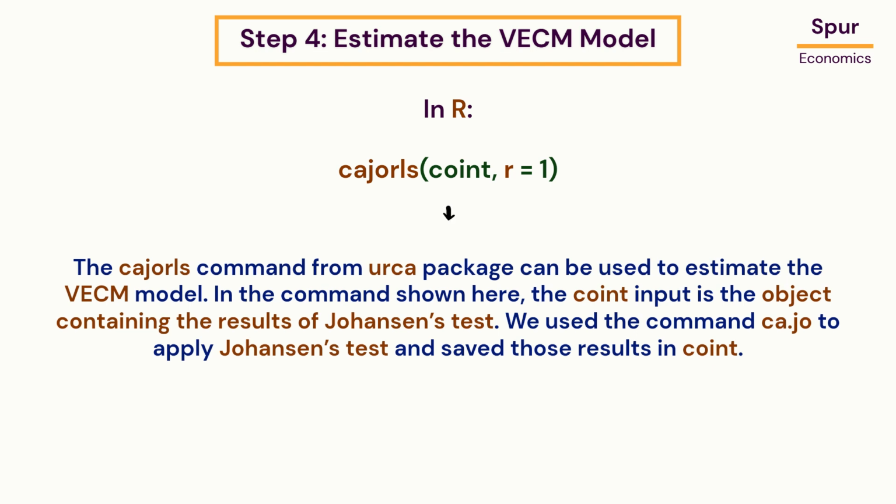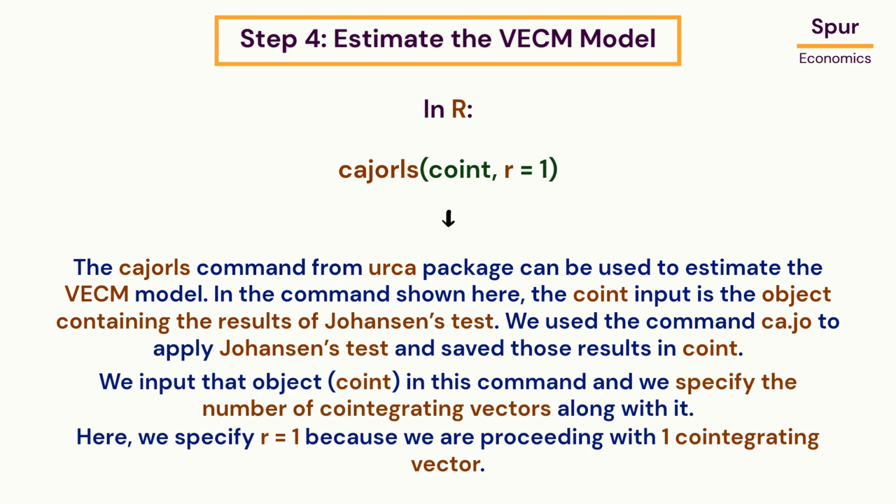The cajorls command from the urca package can be used to estimate the VECM model. In the command shown here, the coint input is the object containing the results of Johansen's test. We use the command ca.jo to apply Johansen's test and save those results in coint. We input that object in this command and we specify the number of cointegrating vectors along with it. Here, we specify R equals 1 because we are proceeding with one cointegrating vector.